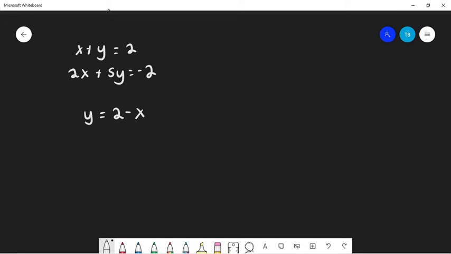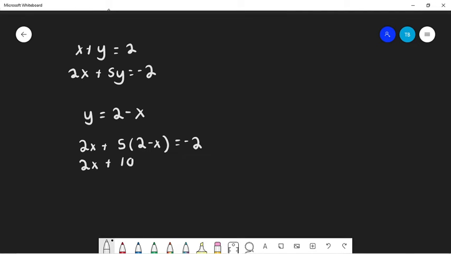So again, just rewrote this equation after having subtracted x on both sides. Okay, now this equation has been isolated for y, and then we can take the second equation and plug the expression 2 minus x in wherever we see y. So I'll write that down here. So 2x plus 5y, and then again we're substituting 2 minus x for y. So I'll write 5 times 2 minus x equals negative 2. And then we'll do our simplifying again.